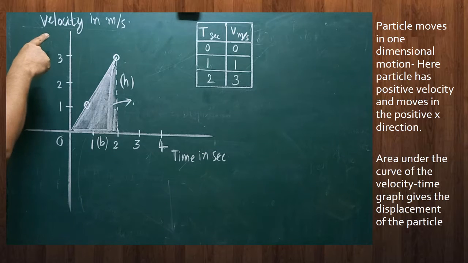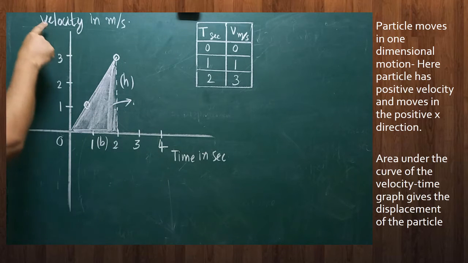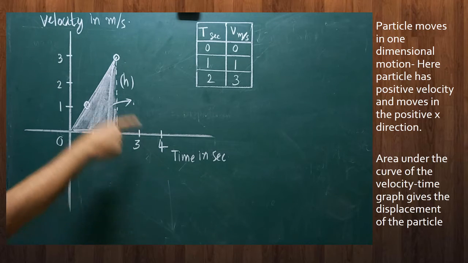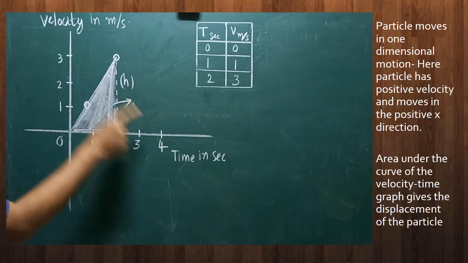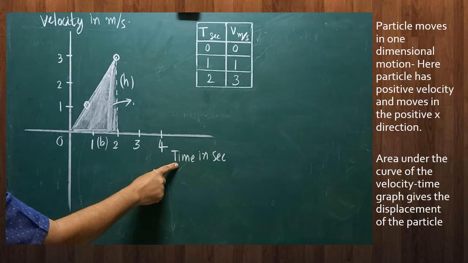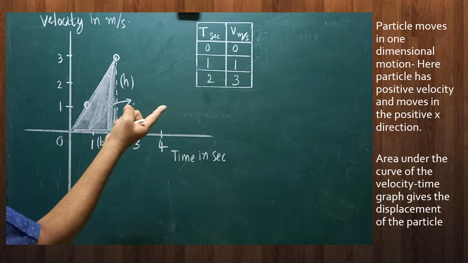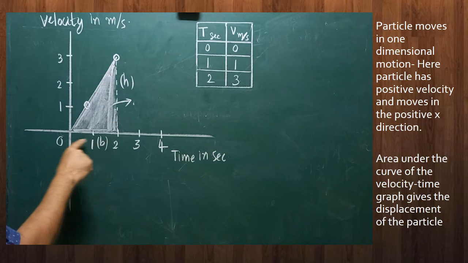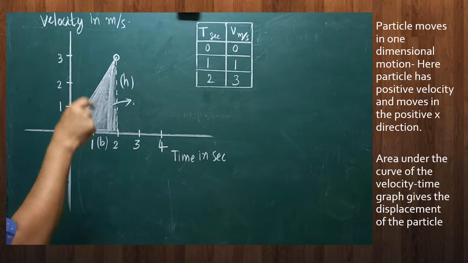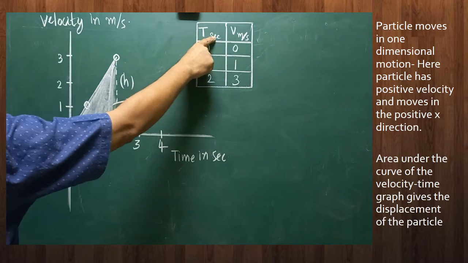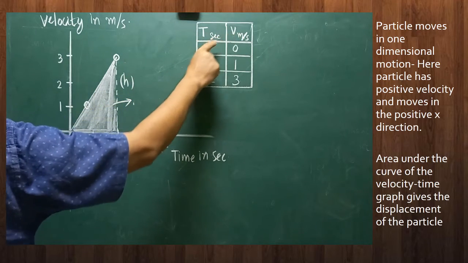Here the graph is drawn between time and velocity. This is called a velocity time graph. Velocity is taken on the y-axis, time is taken on the x-axis, but we are going to calculate the displacement of the particle during this interval, 0 second to 2 second. Already one tabular column is written there with the help of known data: time in second and velocity in meter per second.